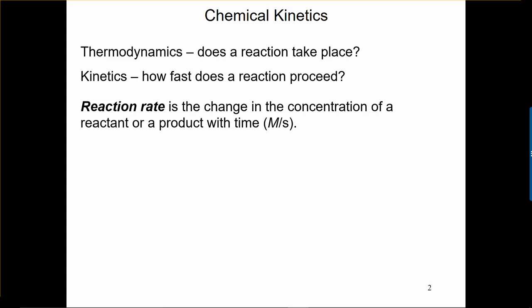However, the kinetics tells us, if that reaction is going, how fast does the reaction proceed? There are a lot of different factors that will determine the speed of the reaction. Some reactions are very fast, some are very slow. Rust doesn't happen like that, right? It takes a long time to oxidize that iron. So some reactions are much faster than others. The reaction rate is the change in the concentration of a reactant per second, and that's how we're going to measure it.